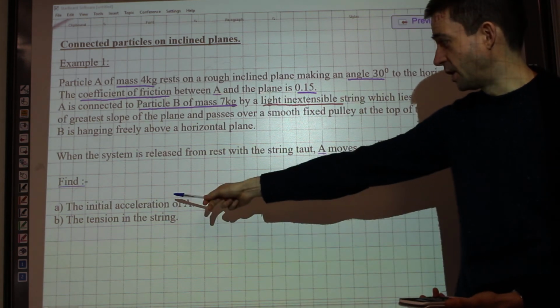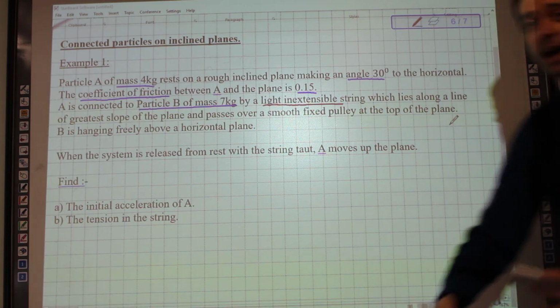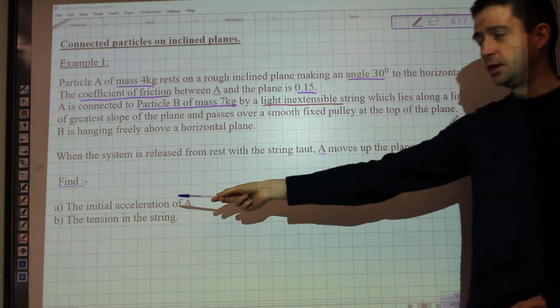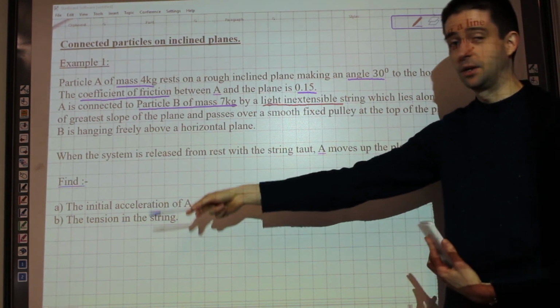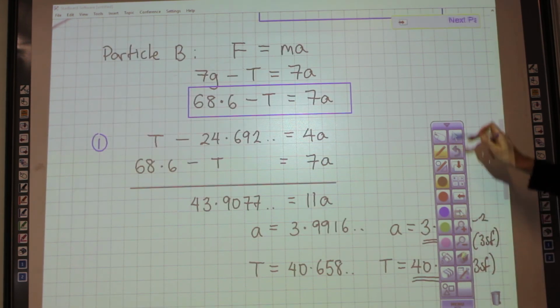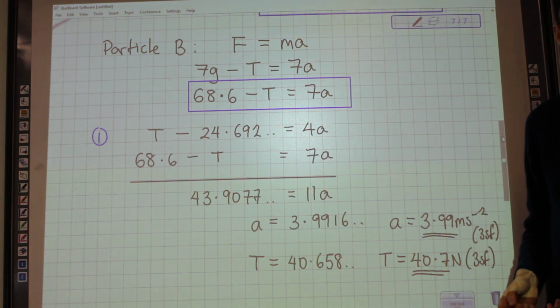Find the initial acceleration of A, yes, I've done that. Find the tension in the string, yes, I've done that. And I did it all together. The way that this is marked as a single question, and it doesn't actually matter which way round you find acceleration or tension, because you're solving simultaneous equations. It doesn't matter which of the two variables you find first.